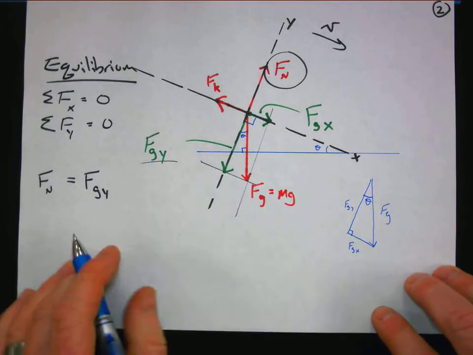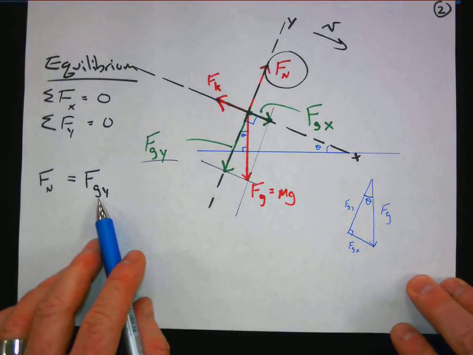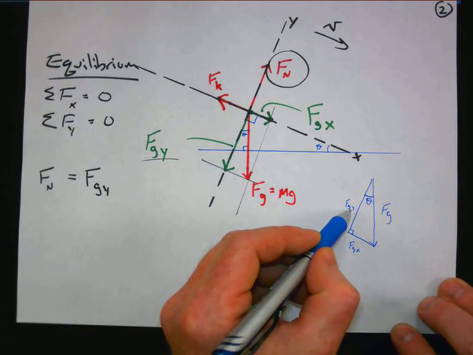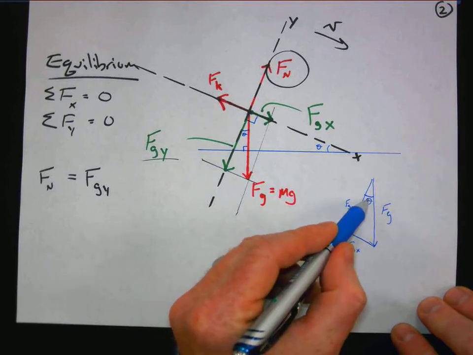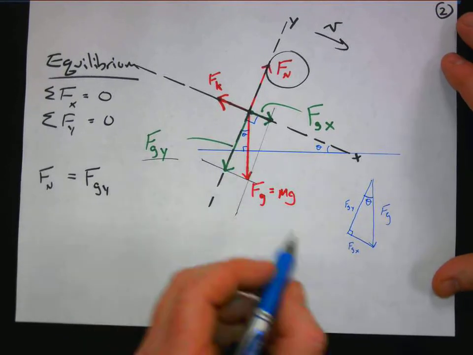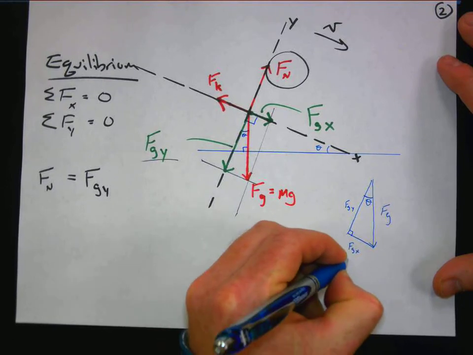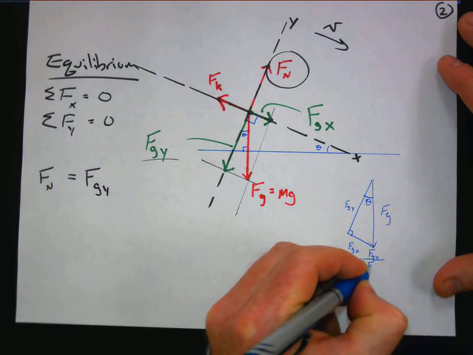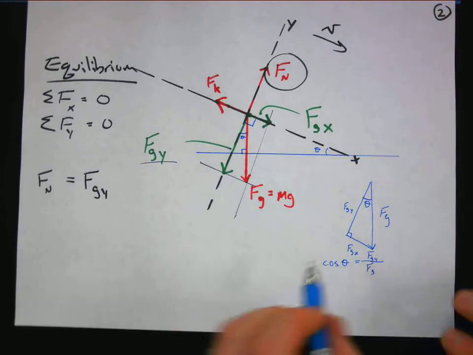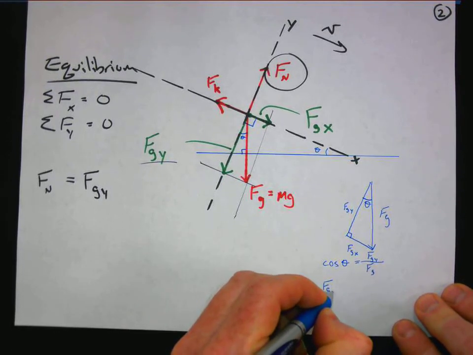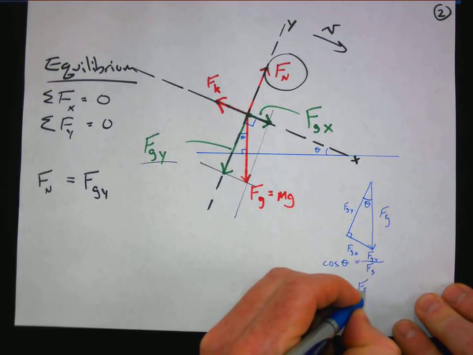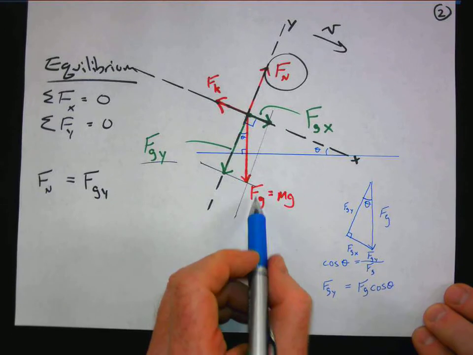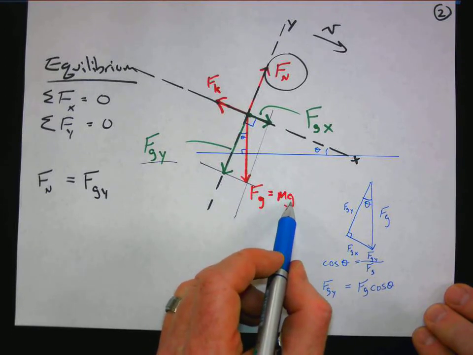Now I'm looking for the y component of weight, because once I know that, I can know the normal force. So I want to solve for that guy. Well, that guy happens to be adjacent to the angle. So that tells me I want to use the cosine function. Cosine of an angle is equal to adjacent, which is FG in the y direction, divided by hypotenuse, which is FG. So if I'm looking for the y component, it is simply FG cosine theta.